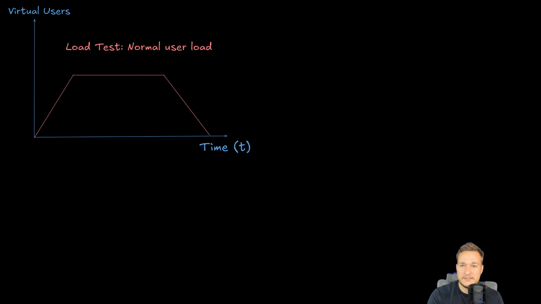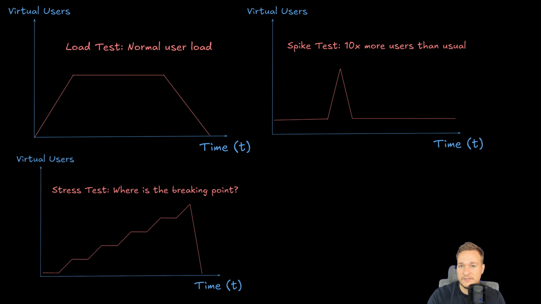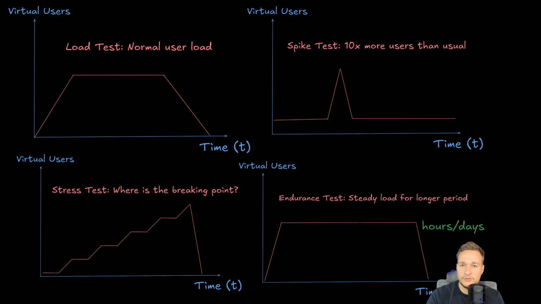Before we jump into K6, let's quickly cover the main types of performance testing, because knowing what you are testing is just as important as how you are testing it. Load testing. This is your daily traffic. Can your system handle your normal user load? Spike testing. What happens when you suddenly get 10 times more users? Think of Black Friday traffic. Stress testing. Let's push the system until it breaks. Where's the breaking point? Endurance testing. Can your system handle steady load for hours or days without memory leaks?